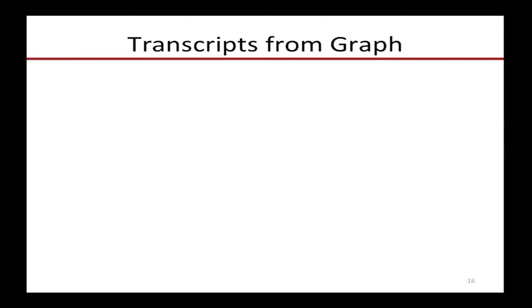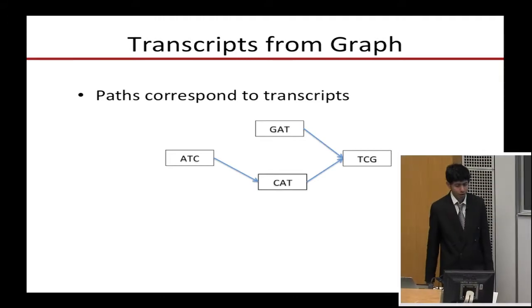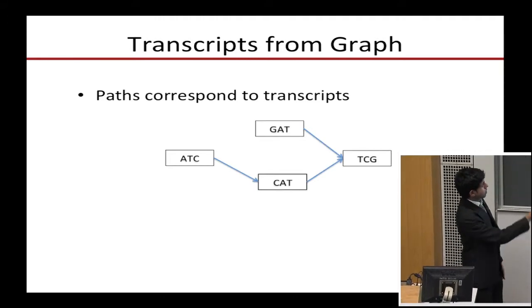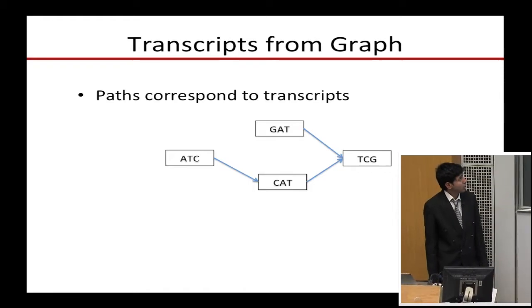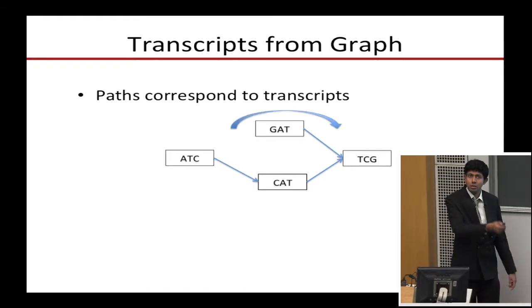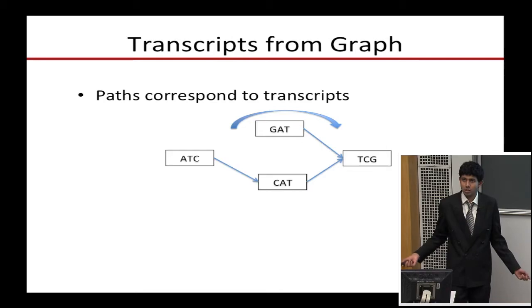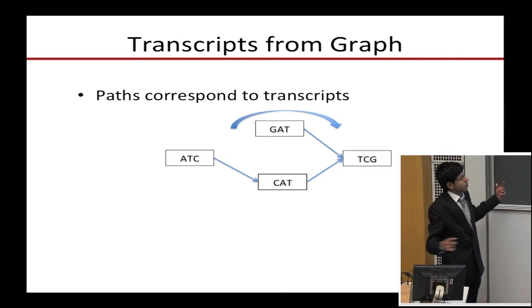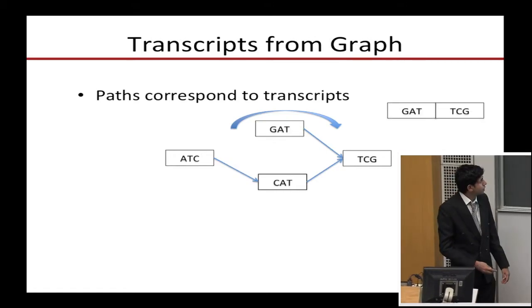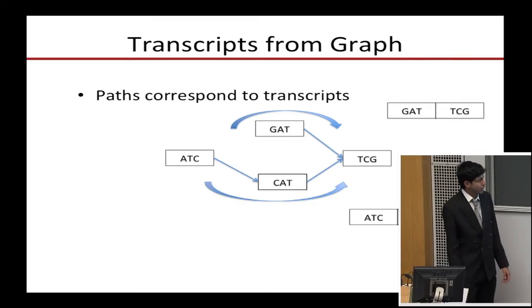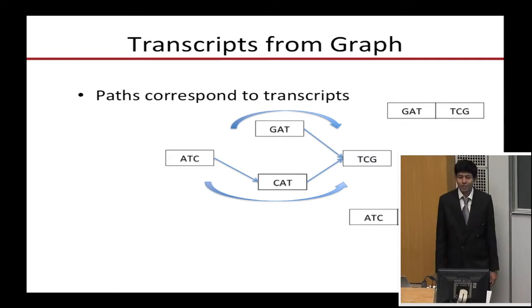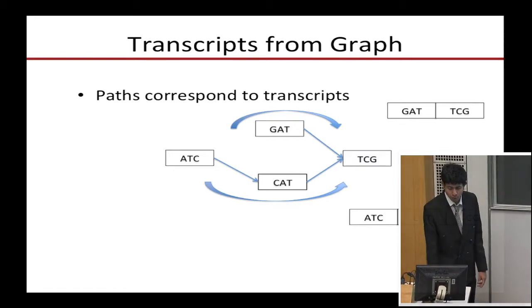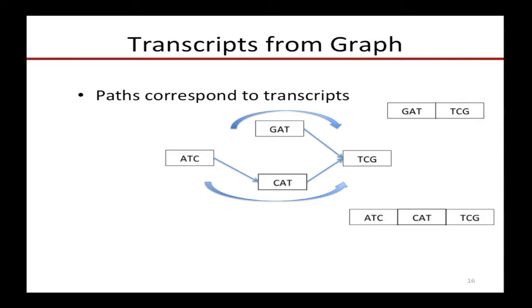Now, we need to reconstruct transcripts. We don't need to reconstruct a graph, so we have to see how to reconstruct a transcript. So if this is the graph that we had before, what you see is different paths in this graph can correspond to transcripts. So for example, the path GATTCG could be one sequence, and another sequence could be ATCC-ATTCG. So this is one way to reconstruct a list of paths from the graph as transcripts.